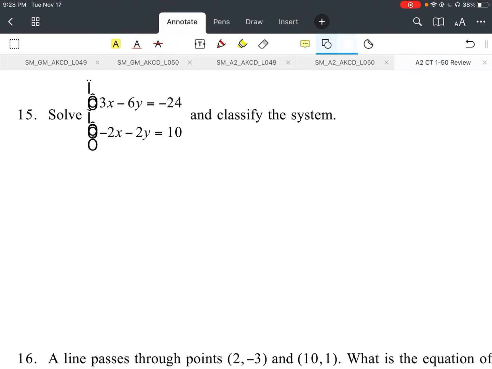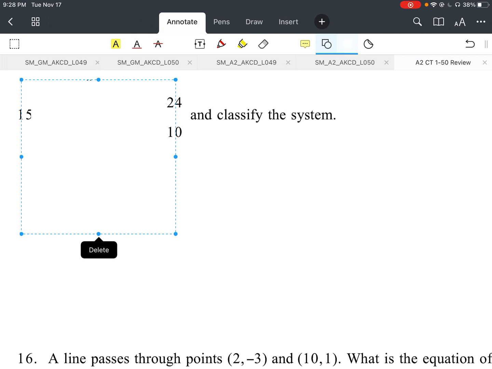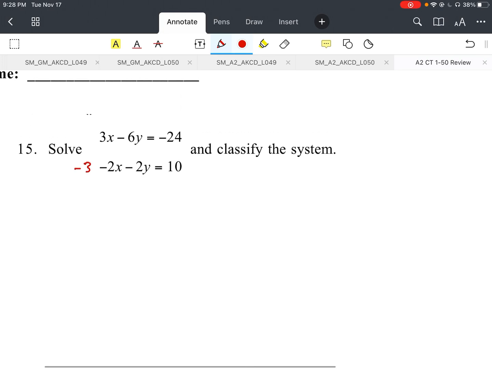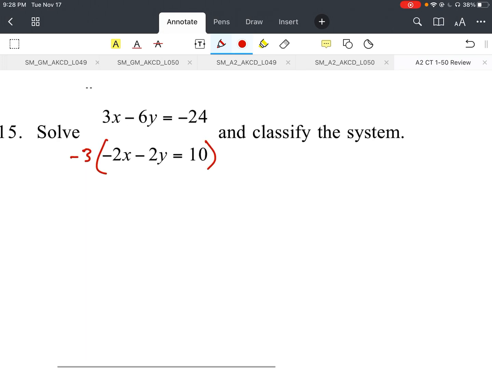This says, let me delete this silly thing. This says we have a system, and we can classify the system based on it. So look to see if one's a duplicate of the other one, like a multiple of the other one. I don't see it here. So we can solve this any way we want to. And so I'll just multiply the bottom row by -3, maybe. You kind of get to pick your own way.